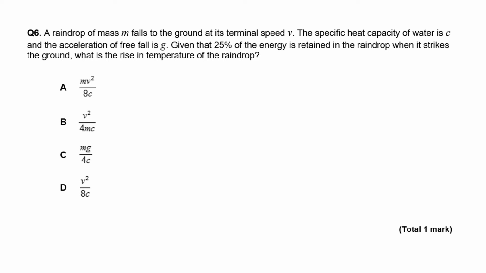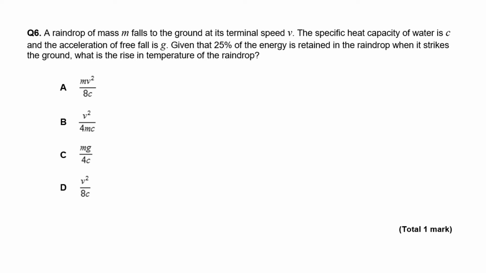Okay, so a raindrop of mass m falls to the ground at its terminal speed v. The specific heat capacity of the water is c, and the acceleration is g. Given that 25% of the energy is retained inside the raindrop when it strikes the ground, what is the rise in temperature of the raindrop? So when it strikes the ground, it's going to become stationary.